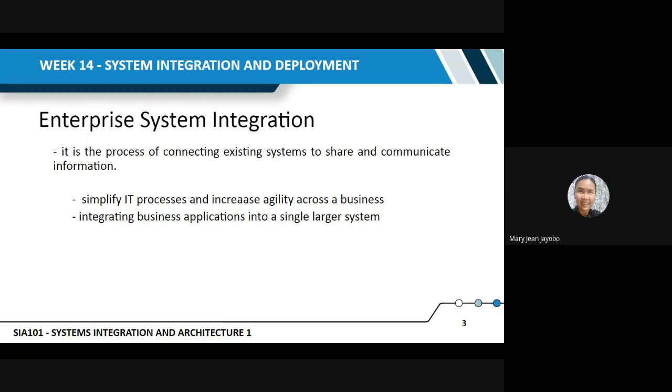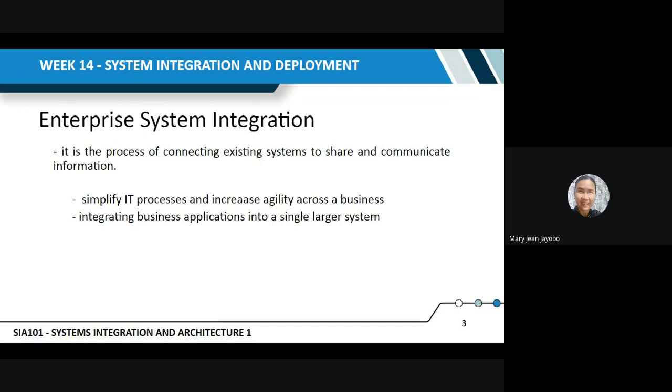So I'm sure you've heard about enterprise resource planning, wherein each department in the company or business has its own applications, which are integrated in one system. For example, accounting has its own application, HR also has an application that they use, marketing, purchasing, sales. So these applications are integrated in one architecture.